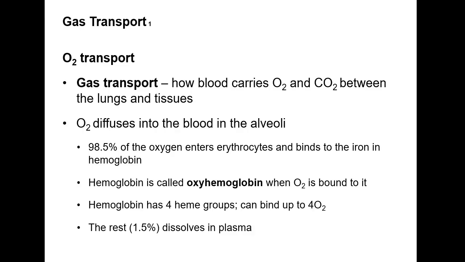So almost 99% of it will enter into those erythrocytes and bind to iron that's found in hemoglobin. Now, once it binds to hemoglobin, that hemoglobin is now called oxyhemoglobin. And we know that each hemoglobin unit has 4 heme groups, 4 molecules of iron, and each one of those can bind to an oxygen molecule. So total, each hemoglobin molecule can bind to 4 oxygen molecules. And we know the rest of the oxygen will be dissolved in the plasma, but again, that's less than 2%.